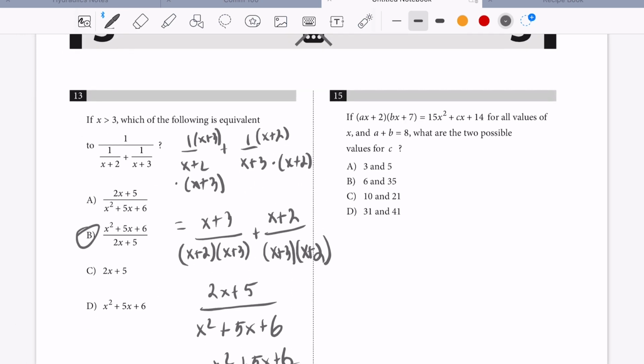Okay, if ax plus 2 times bx plus 7 equals 15x squared plus cx plus 14 for all values of x, and a plus b equals 8, what are the two possible values for c? Okay, so the first thing I'm going to do actually is expand this out. So we're going to get that a times b x squared plus 7ax plus 2bx plus 14.